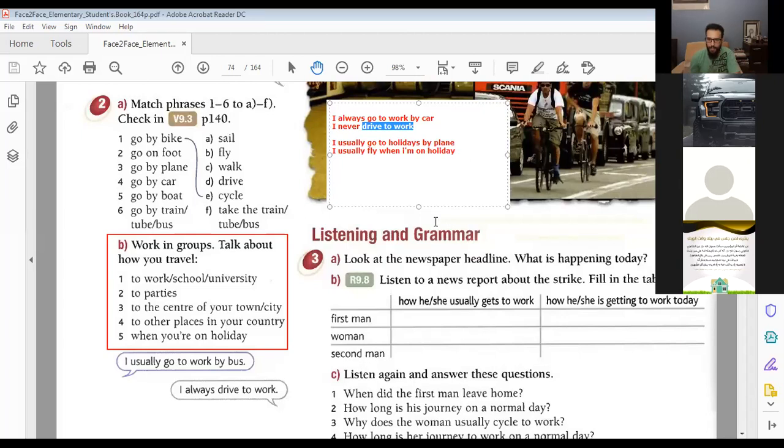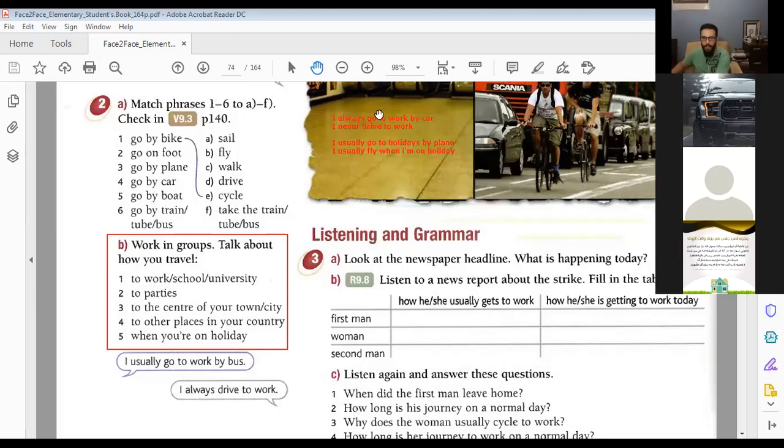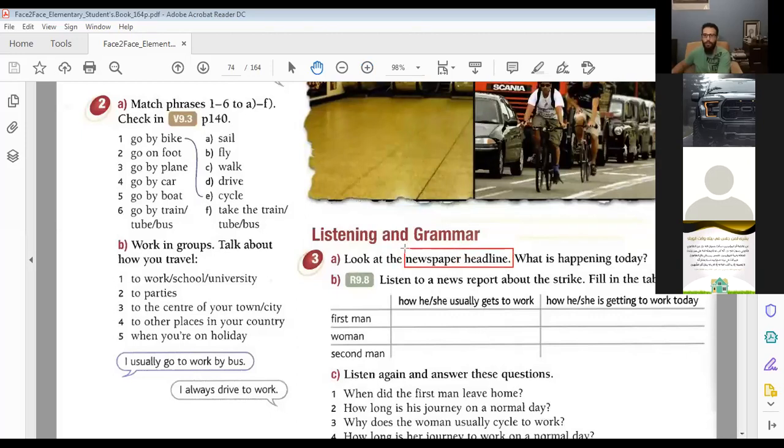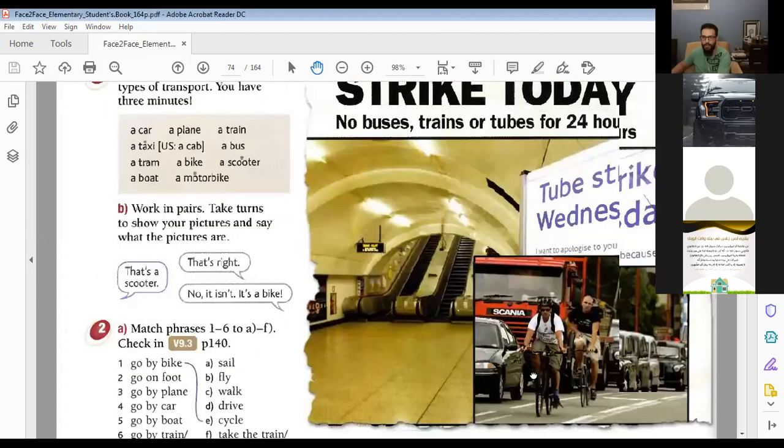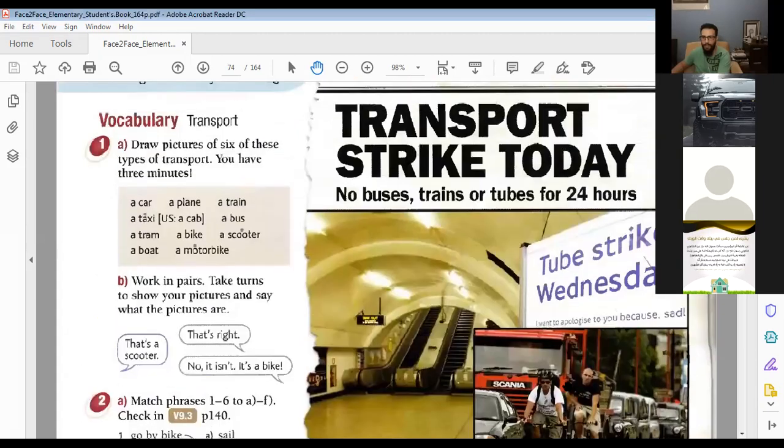Okay, so let's go now to number 3. In exercise 3, we have some listening and grammar. So here, let's talk about the newspaper headline. Okay, who knows what this means? Newspaper headline. What does this mean? The subject of a newspaper. Correct. It means the main news, right? Yes. So here, can you see the headline?